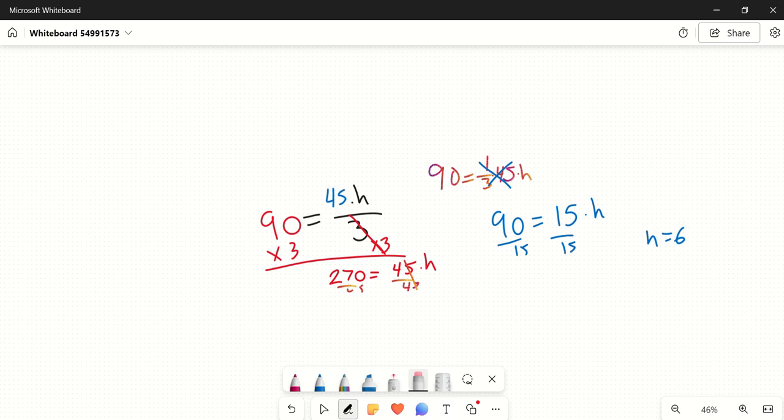Any questions so far on how to work backwards and how to find the volume of a pyramid?